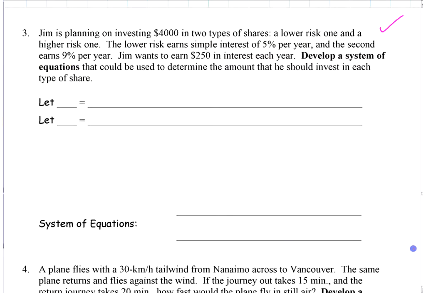Let's try and do this and see where we stand here. This one's harder to see what the unknowns are. What are the unknowns in this situation?